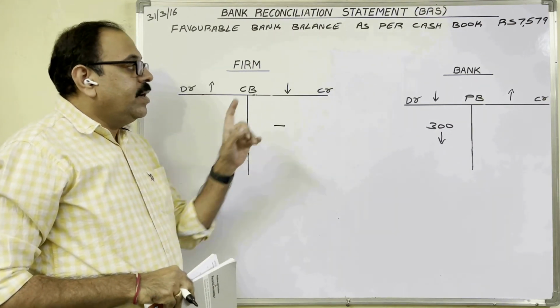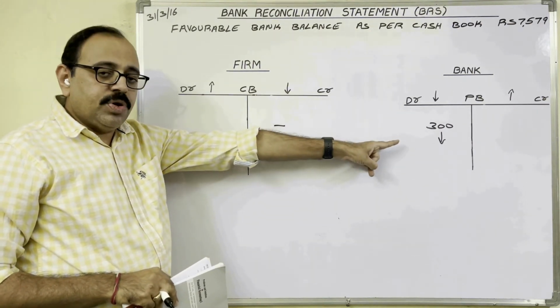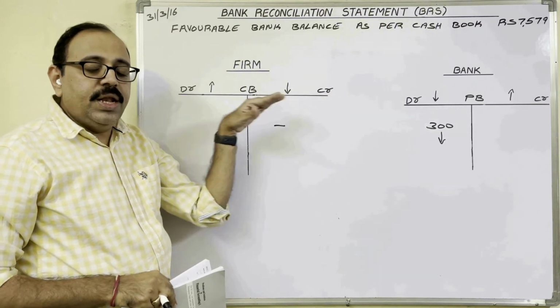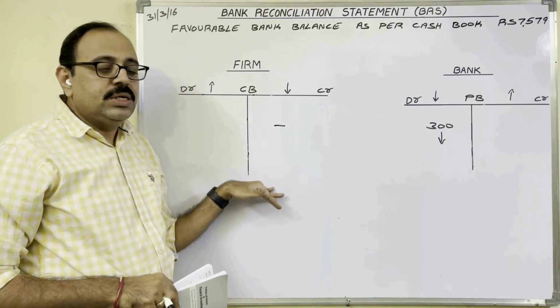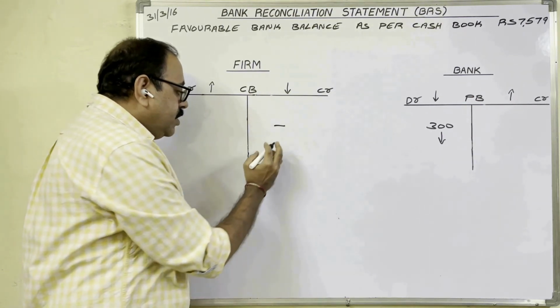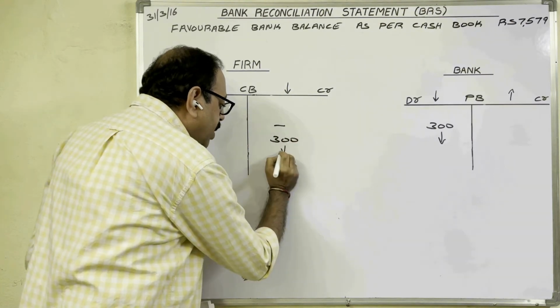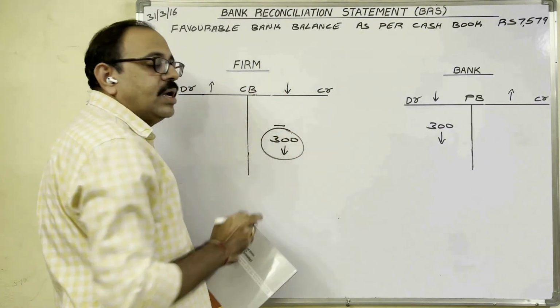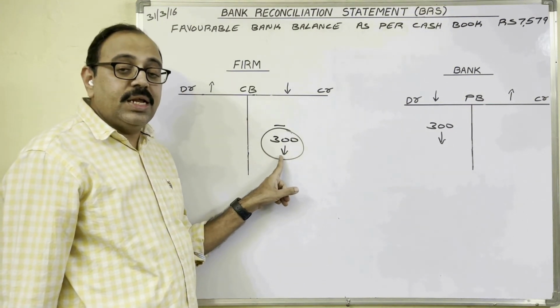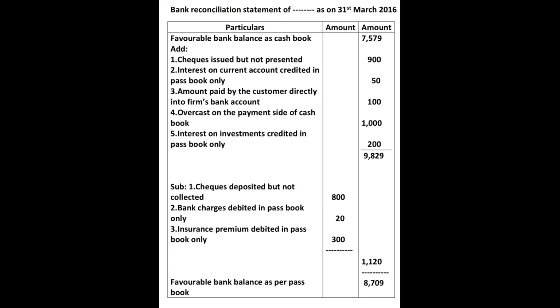Now what to do? Cash book we should adjust as per passbook now. As per passbook 300 bank balance is decreased. In cash book we should also decrease. As per cash book decrease means credit side. Credit side 300 rupees we have to record. This is our answer. So our answer is coming as decrease. Decrease means subtract. Under subtractions, last point, third point, insurance premium debited in passbook only. In inner column, 300 rupees.